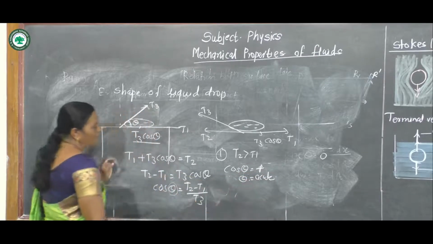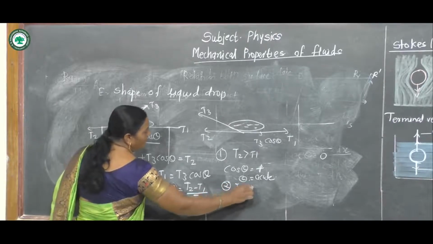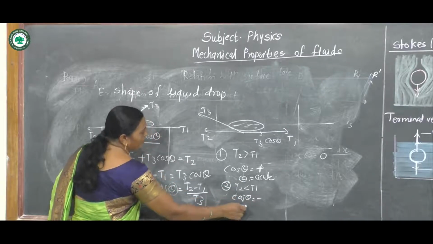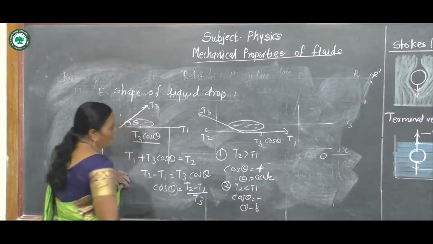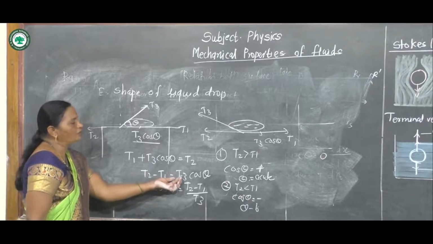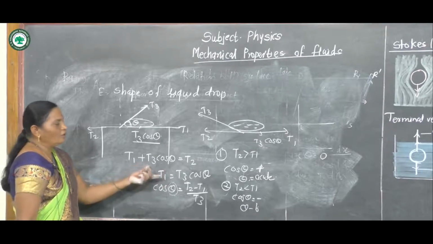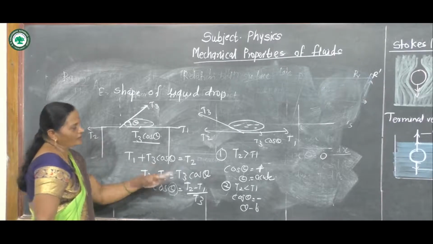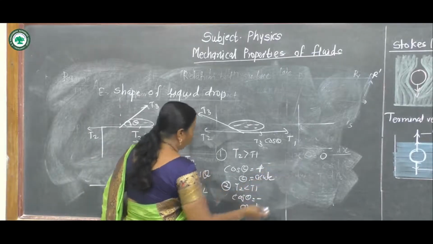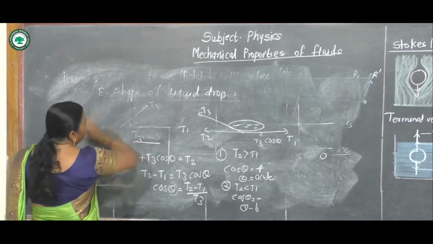Now consider the second case: suppose T2 is less than T1, then cos theta is negative and theta is obtuse. Now suppose T2 minus T1 is equal to T3, then cos theta is equal to 1, and the drop is not formed, or we can say it is impossible; in this case the drop is not formed. Now we consider capillary action.